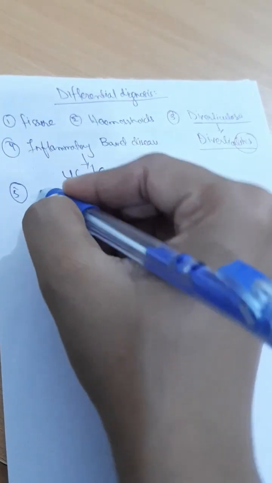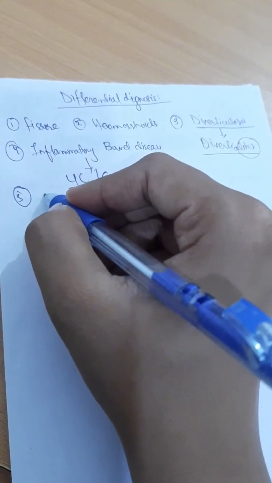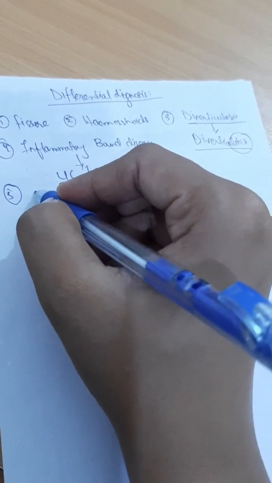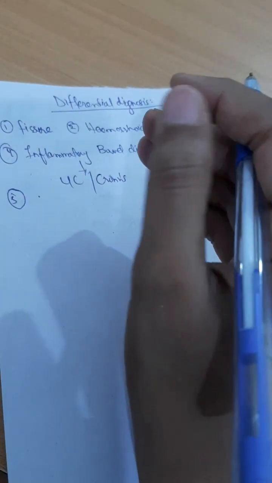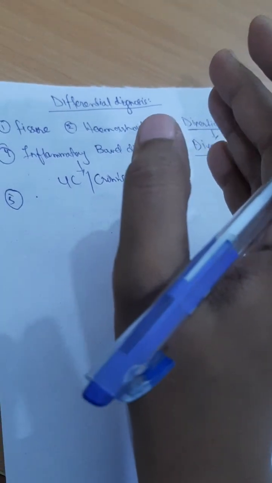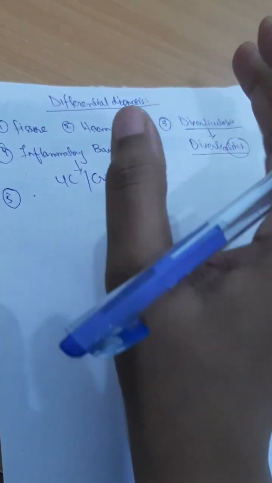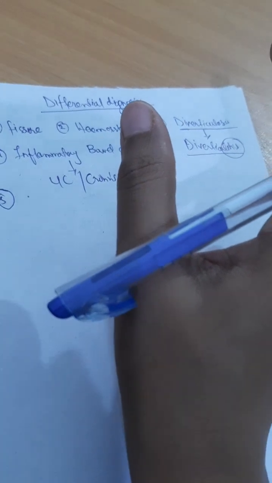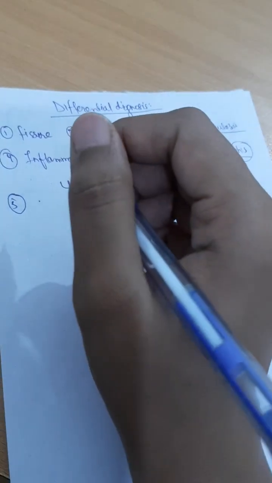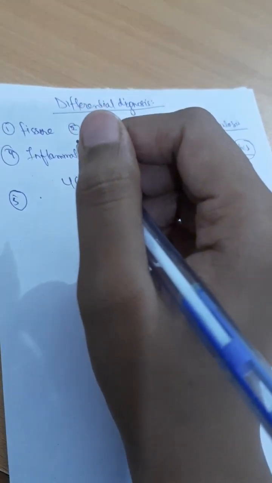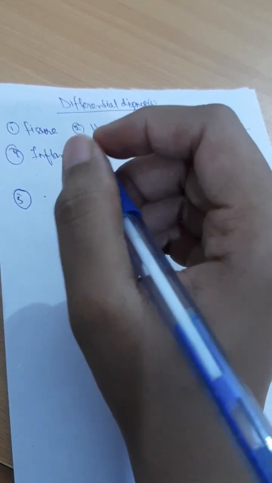Okay, the fifth differential would be obstructive symptoms. Ask if the patient has had any history of obstructive symptoms, like abdominal pain with constipation, nausea, vomiting, and admission to the hospital with abdominal distension. So this is also very important. So ask about the obstruction.